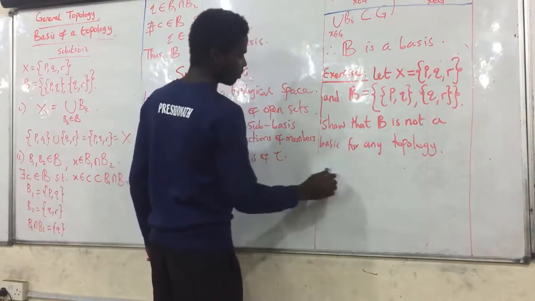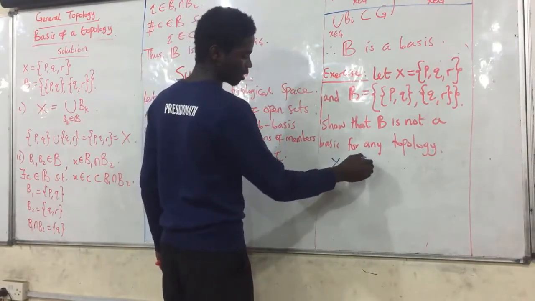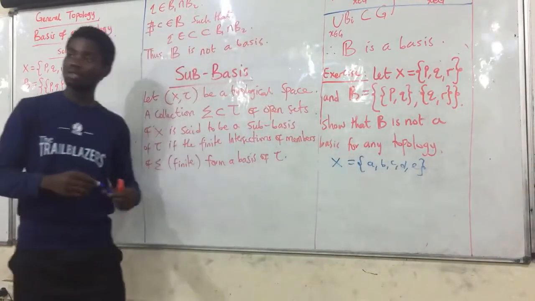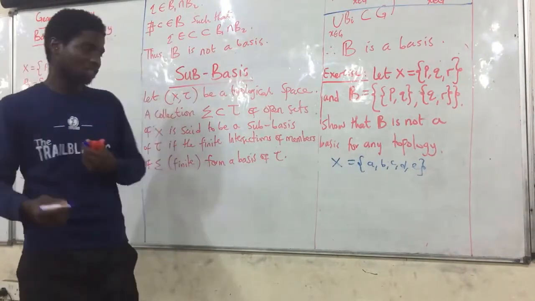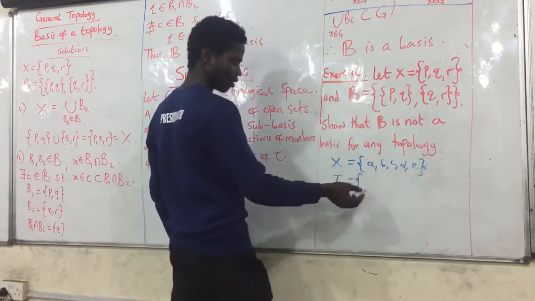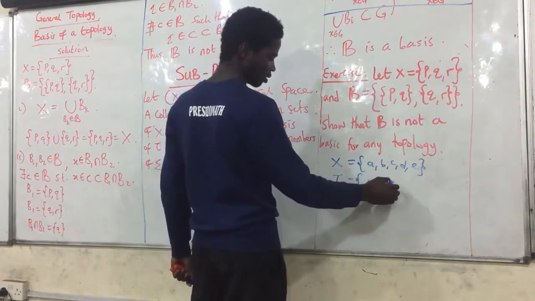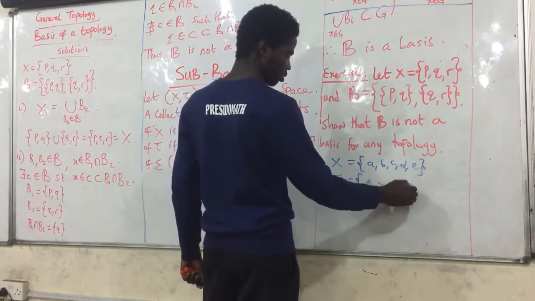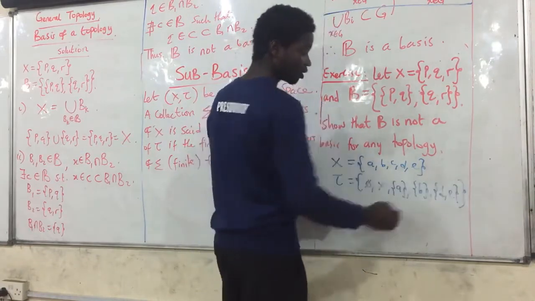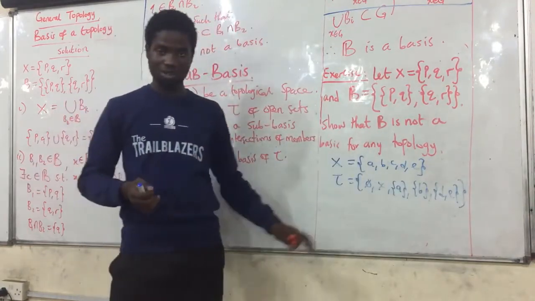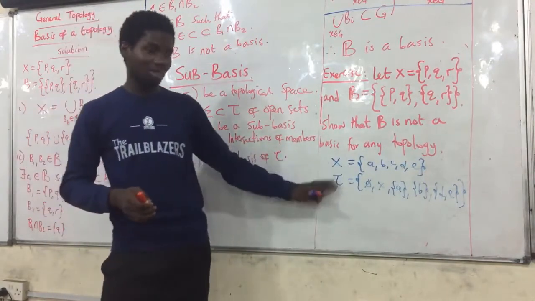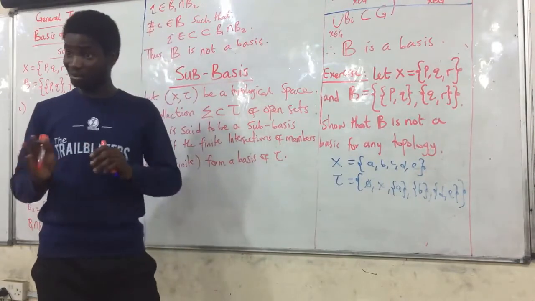Let's say I have X, and X is maybe A, B, C. Let's say this is a set, including the empty set. We now define a topology on it: maybe the empty set, the whole set, A, B, and so on. I'm not necessarily particular about accuracy, but I just want to illustrate something. This set and this topology together are called a topological space, right?